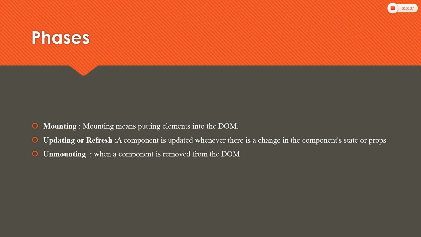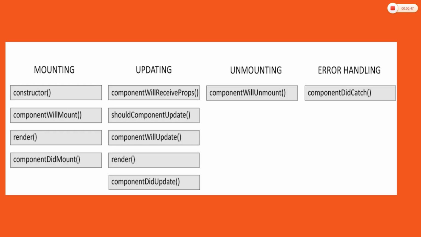When coming to the first phase, mounting means putting the elements into the DOM, that is, the document object model. Updating means a component is updated whenever there is a change in the component state or props. And finally, for unmounting, when a component is removed from the DOM, the unmounting phase will take place. Now, for these 3 phases, mounting, updating, and unmounting, there are certain methods in ReactJS.